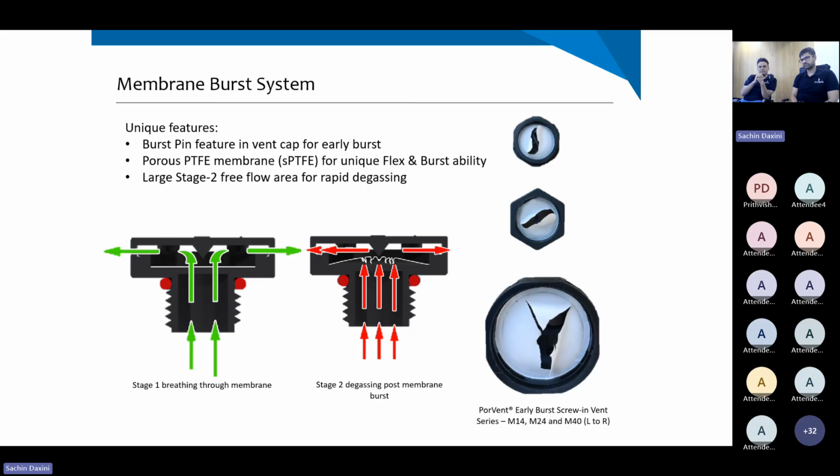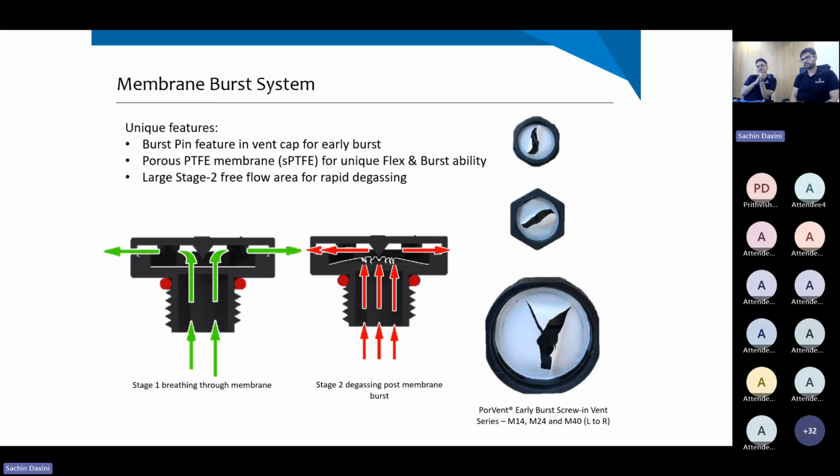The graphics below show the stage one breathing and stage two degassing function, and the graphics on the screen are for the M14 screw vent. On the left hand side, the green arrow shows the normal breathing function for the vent, and in the center one, the red arrow shows the degassing. We can see clearly that the membrane undergoes burst, so the membrane ruptures and the gas passes swiftly from the vent.